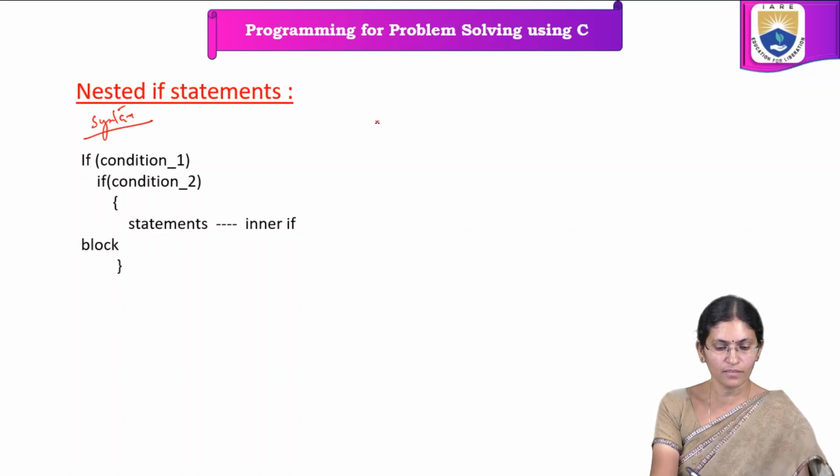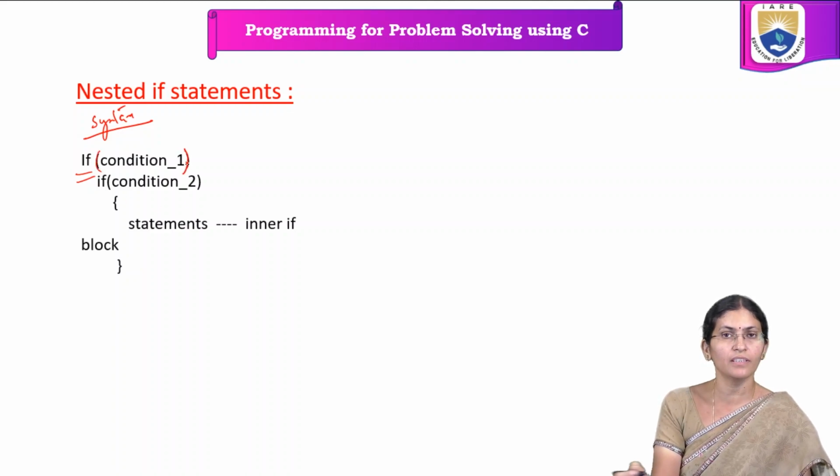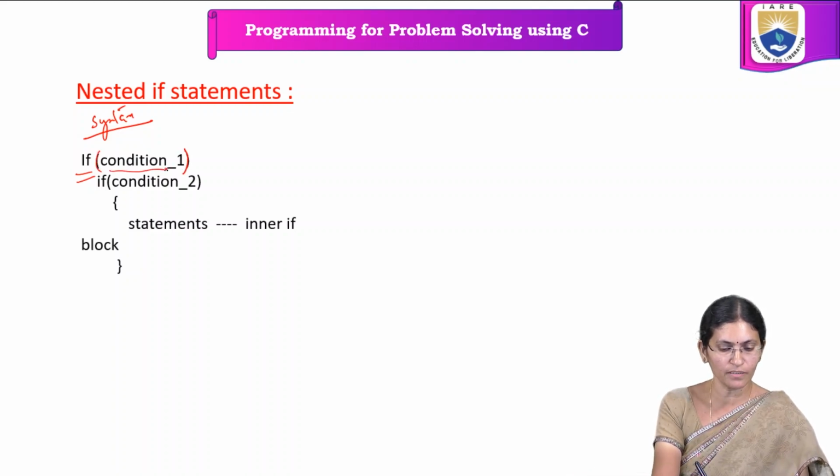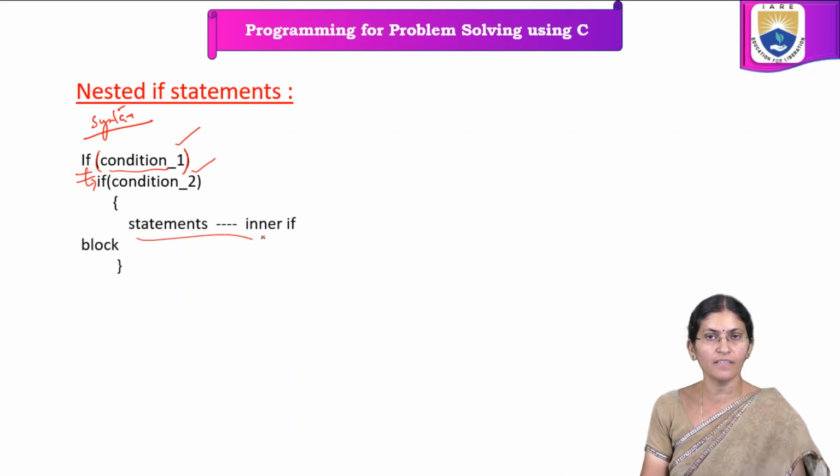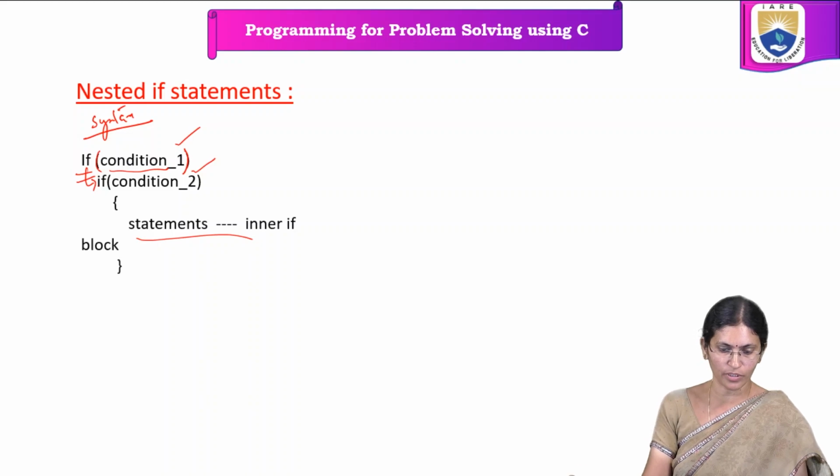Here, if is the keyword which is used. After that, in the brackets, we have condition 1 specified. If this condition evaluates to true, then only the control is transferred to the inner if statement, and if condition 2 is also true, then only the statements inside the if block are executed.